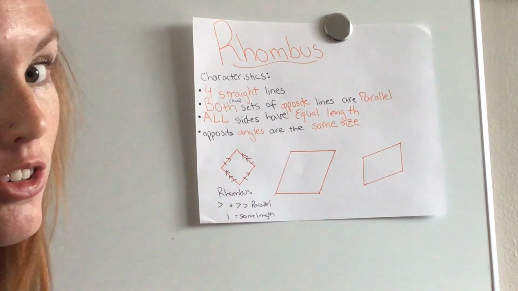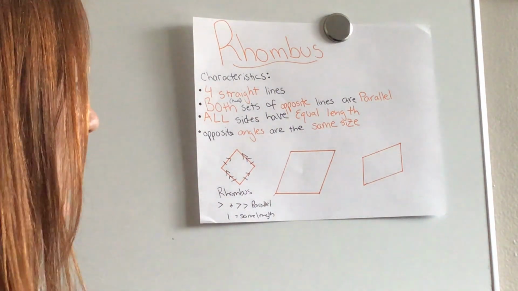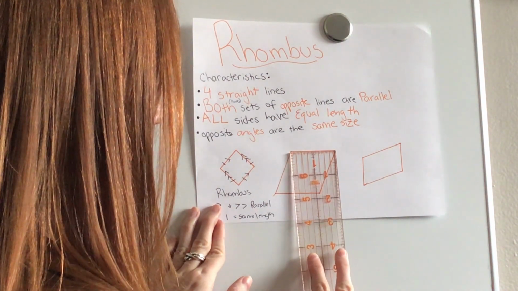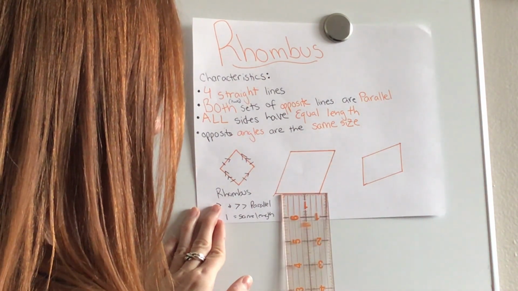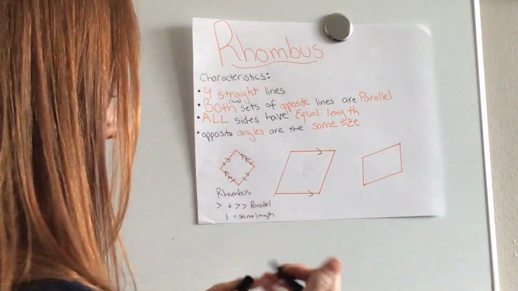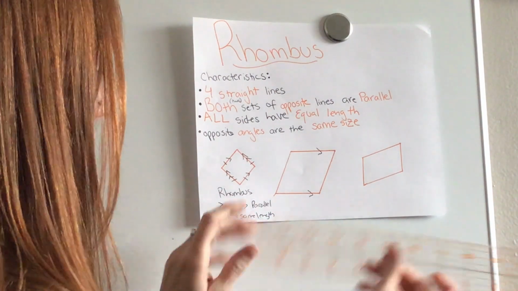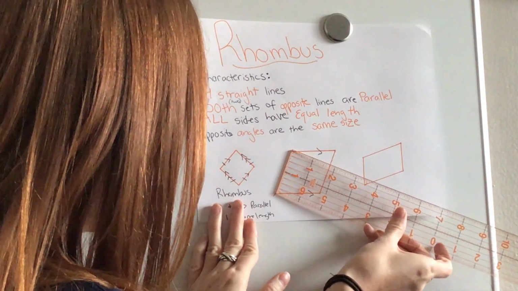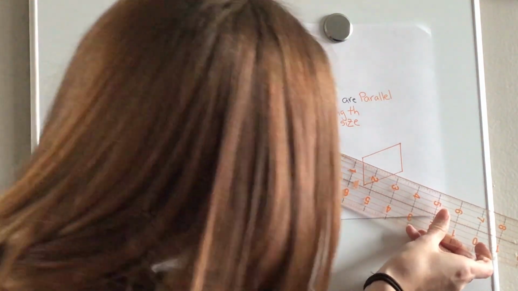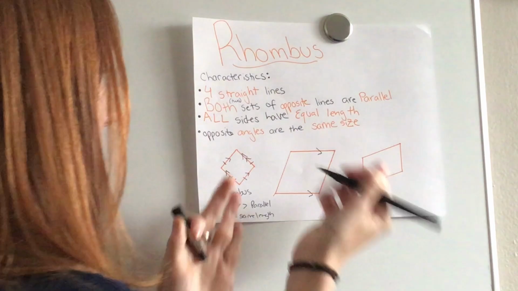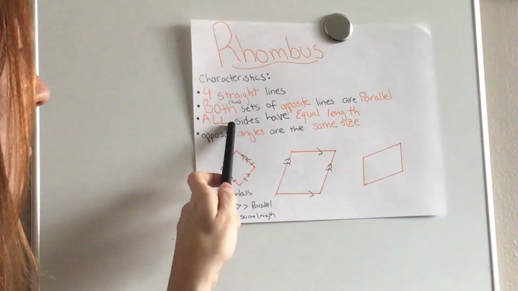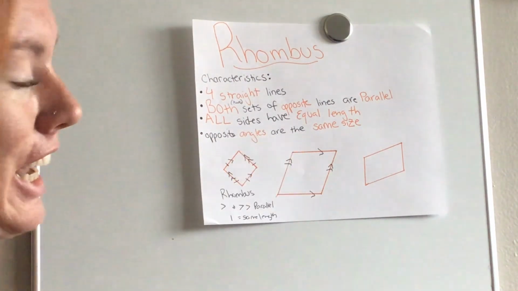So let's check this shape structure and see if it is a rhombus. First, check for parallel. Those are parallel. They matched up perfectly. Check our sides. And those match up perfectly. Now let's check to see if they all have the same or equal length.